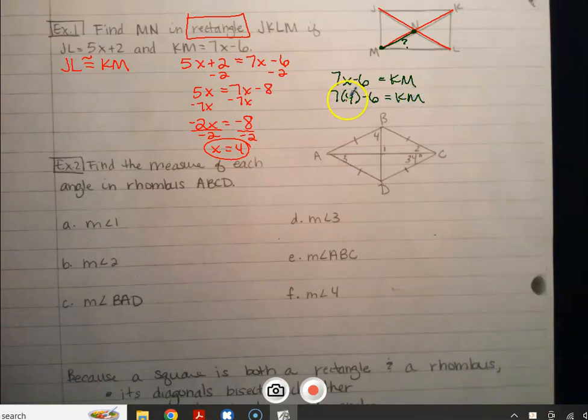All right, 7 times 4 is 28. Minus 6 is 22. All right, so 22 equals KM. Again, helpful, but not what we need for MN. What else do we know about those diagonals?